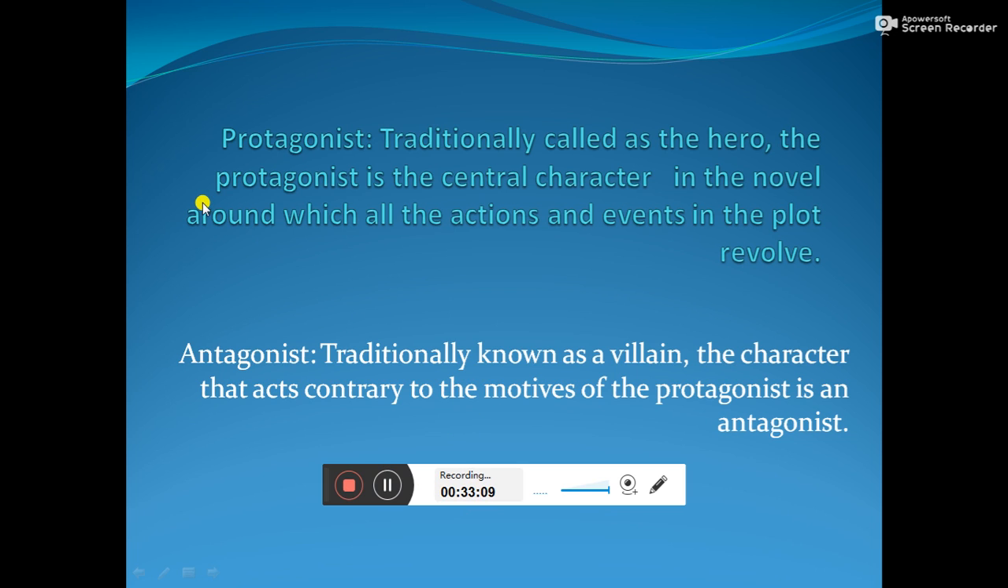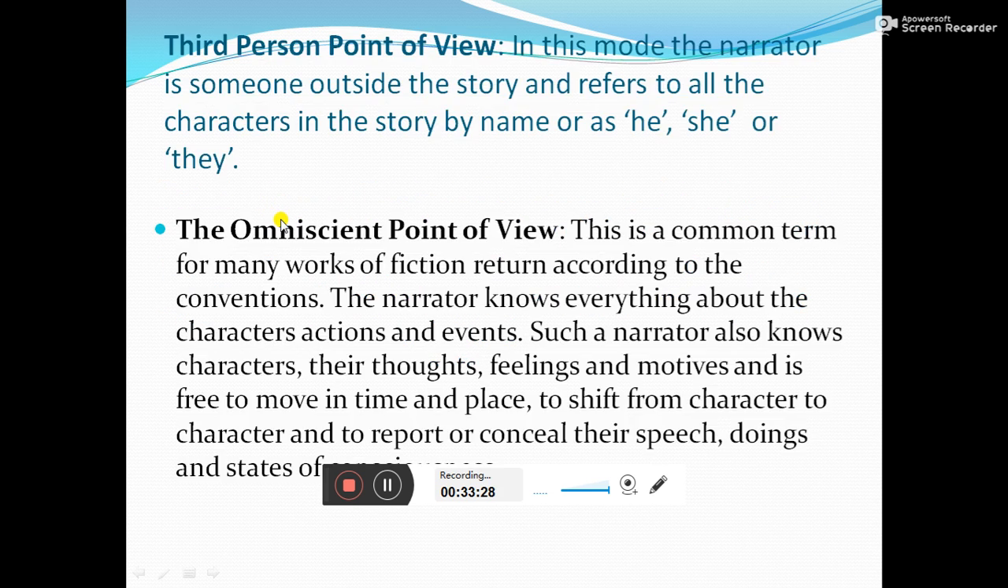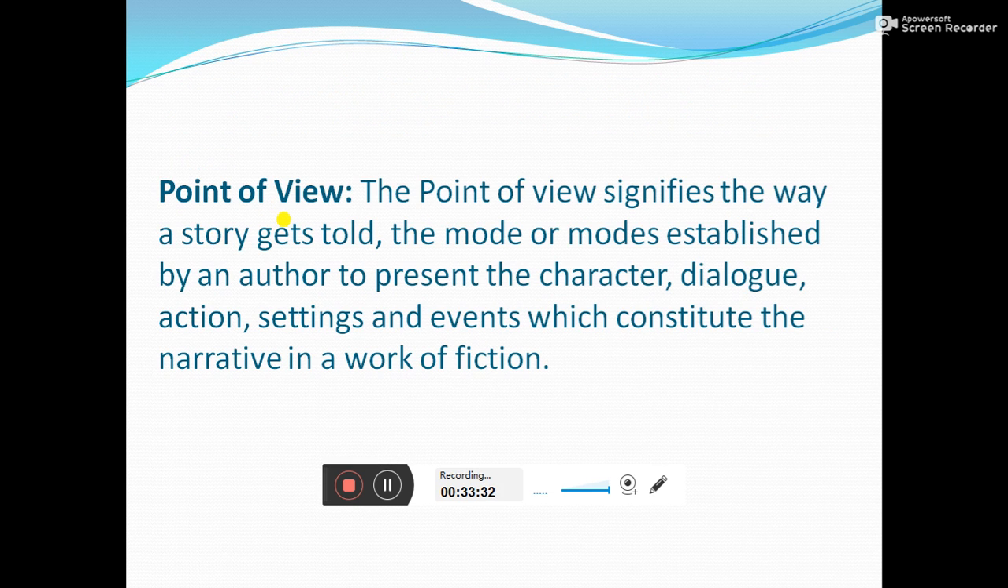I hope you have understood the concept of plot as well as different types of characters. Now we are moving towards a very important concept in the elements of the novel, that is point of view. Try to understand this point of view is in some way similar to, but in many ways different from our real life point of view. The point of view signifies the way a story gets told. The mode or modes established by an author to present the character, dialogue, action, settings, and events which constitute the narrative in a work of fiction.